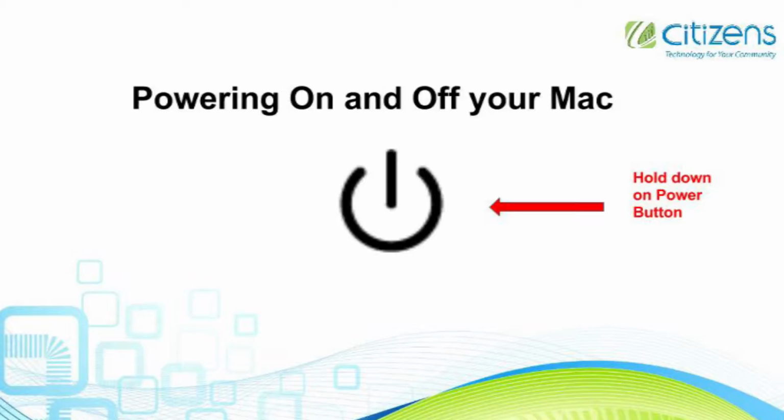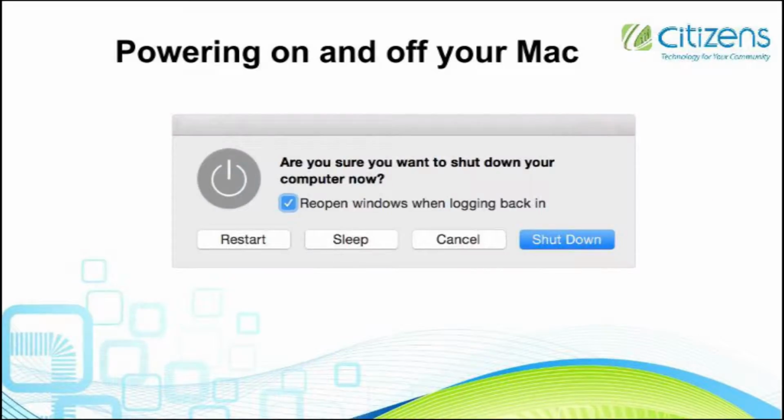Or on your desktop, when you choose to shut down your computer, this window will pop up. And you can have a few options. You can either restart your computer, so when you restart your computer, it will just shut off and then come back on. That's usually if you're having a problem with your computer, like it's running a little slow or freezing. If you restart it, usually it solves those problems.